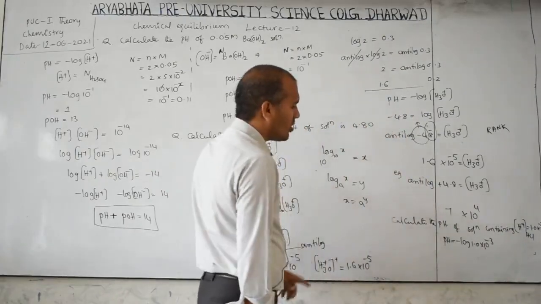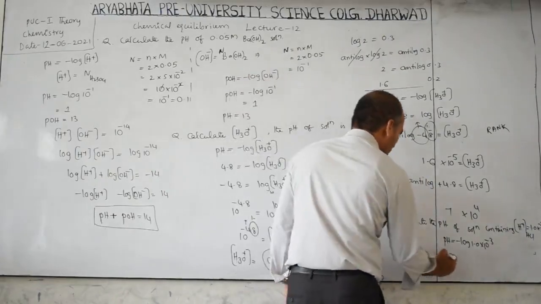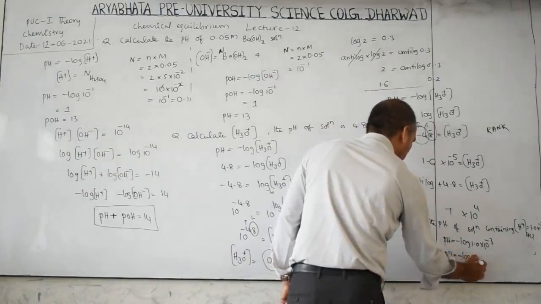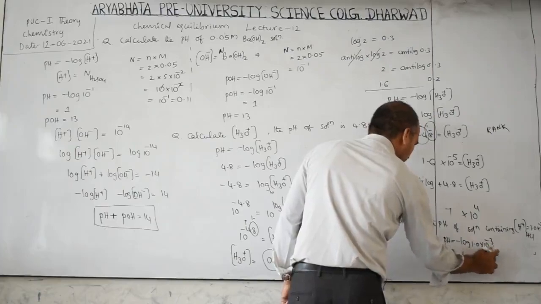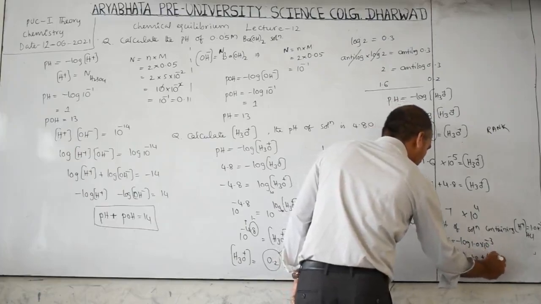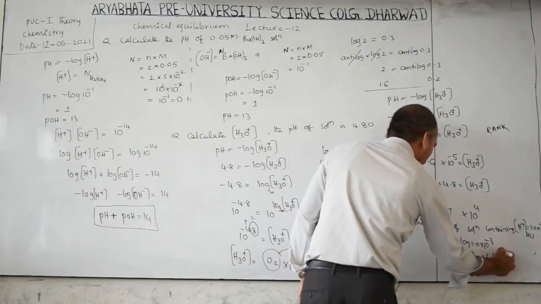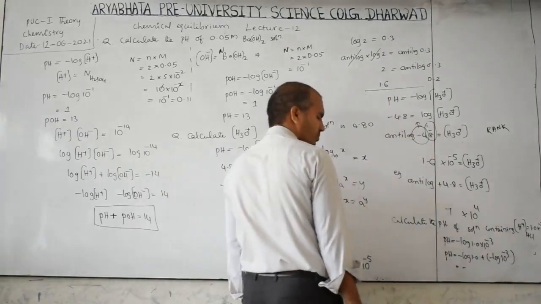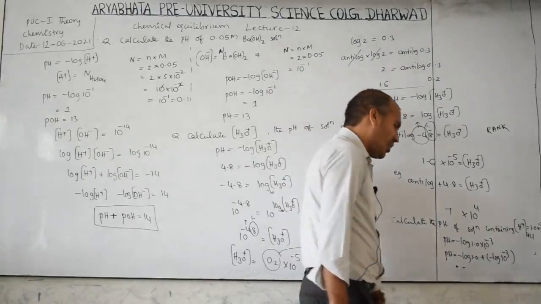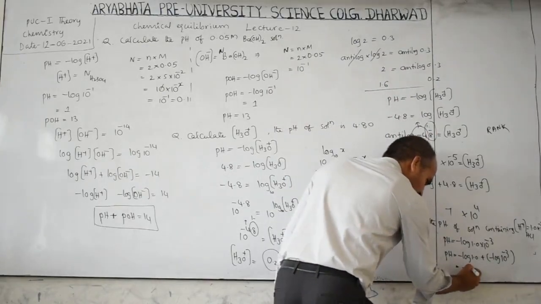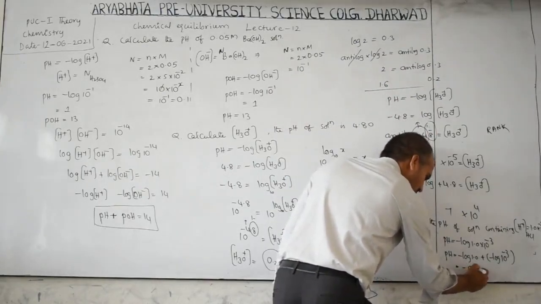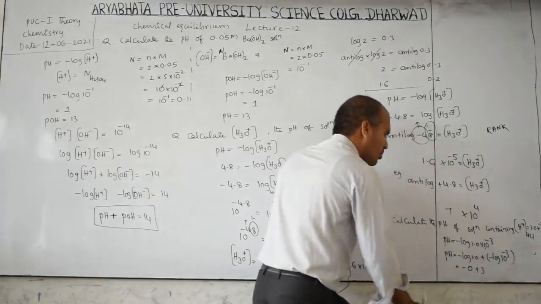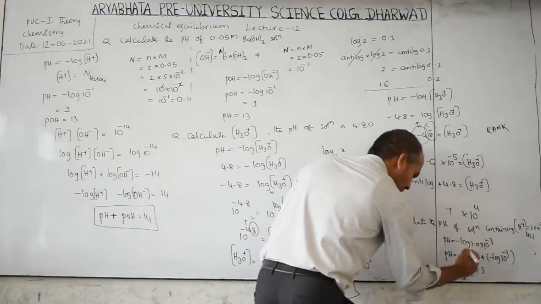Then how will some students calculate this? pH is equal to negative logarithm of 1 into 10 power minus 3, this is A into B form, therefore minus log 1 plus log 10 power minus 3. Log 1 value is 0, then minus into minus is plus, so it is 3. Then you write the answer as 3.